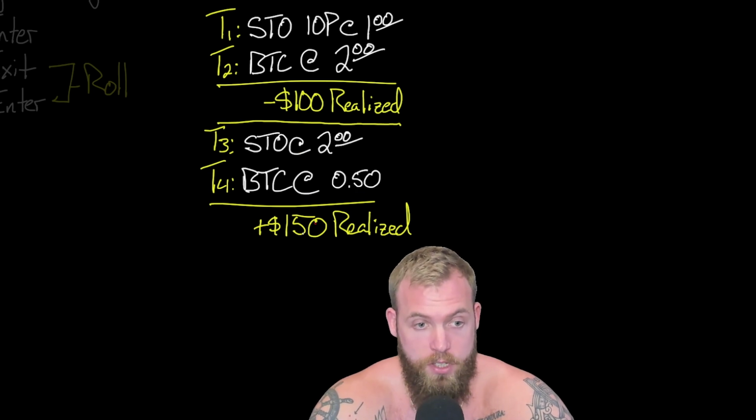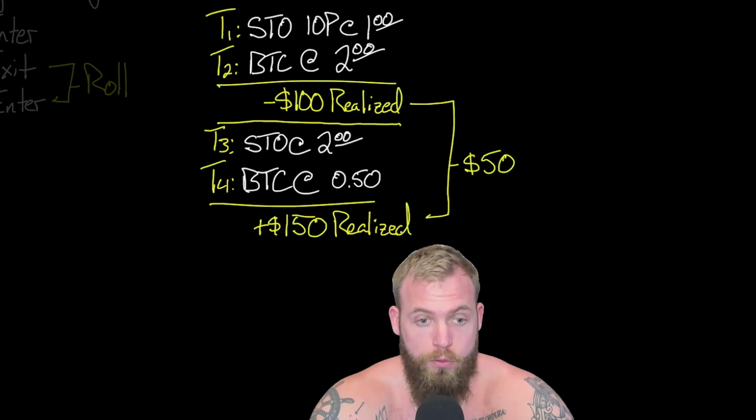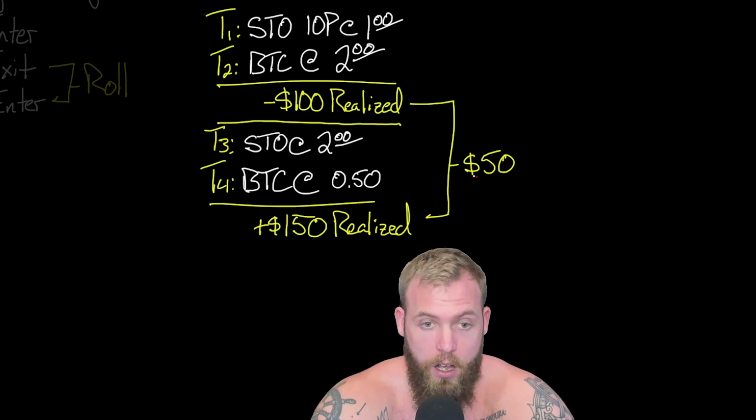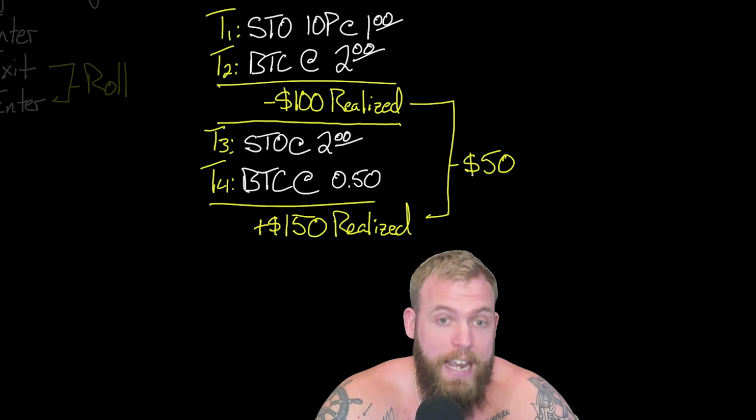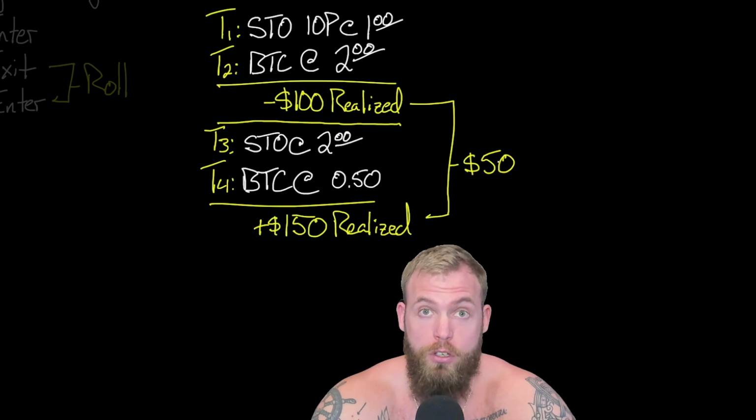That gives us positive $150. So on this rolled position, you will have realized a profit of $50. One of the dangers of rolling is that if you don't close this for the correct price, then all of a sudden you can be compounding your loss.